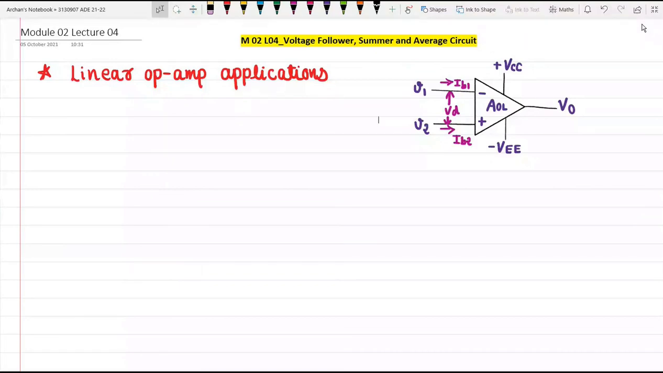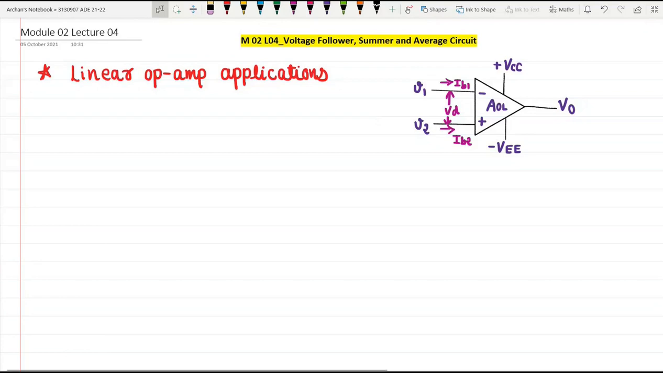application. Okay, so basically what happens in linear applications? In linear applications, output voltage varies linearly with respect to input voltage. So in such linear applications, a negative feedback is used from the amplifier output to the inverting input terminal. And in case of non-linear applications, a feedback is provided from the output to the non-inverting input terminal.